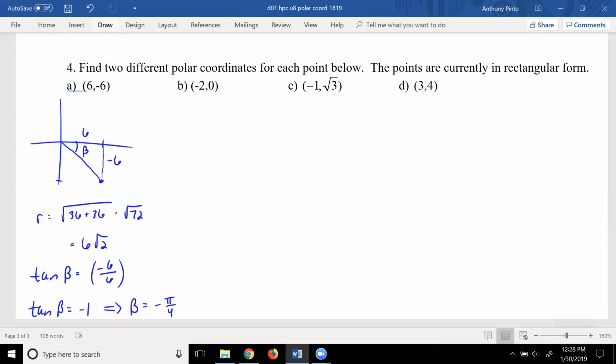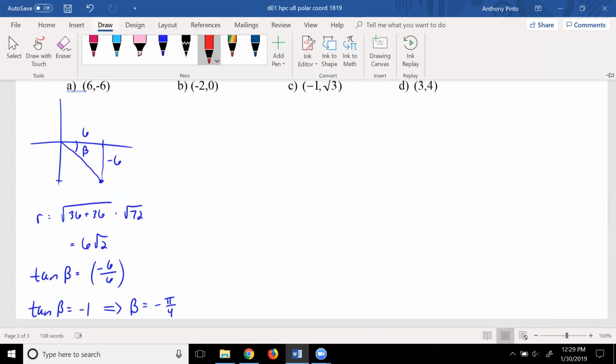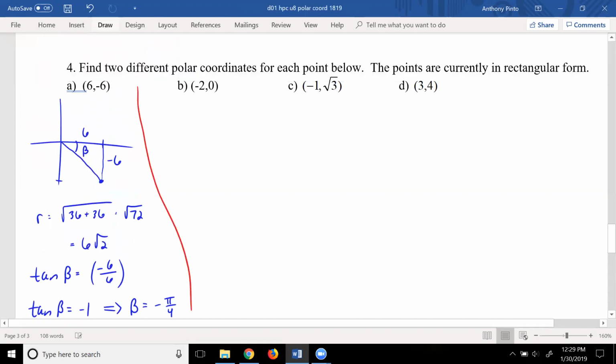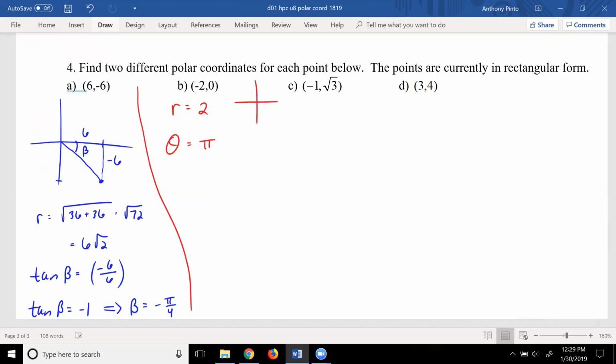All right, let's take a look at B. With B, our r is equal to 2, and theta is going to actually be equal to pi. And the way that we know this, again, if we drew the picture, -2, 0 is here, so r is 2, and theta is pi, right? So a bunch of ways to write this.